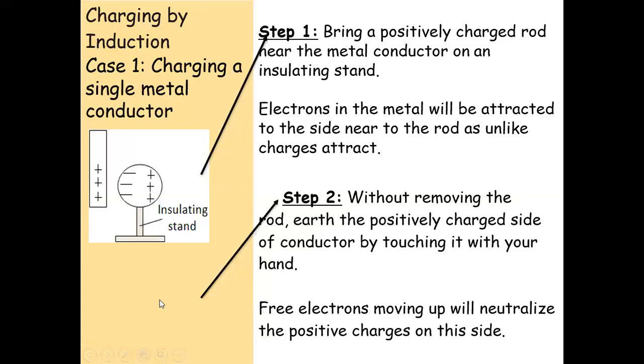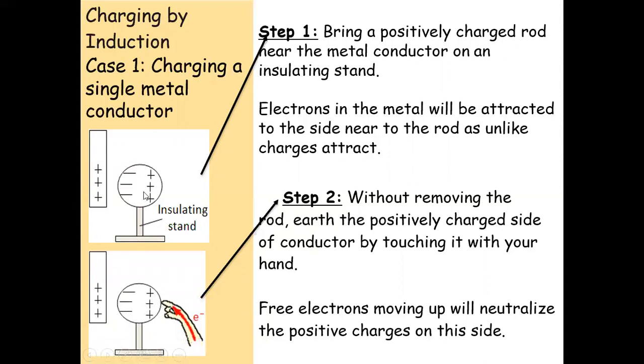Now what we are going to do, without removing the rod, is touch the sphere. If I'm going to charge this sphere negatively, I'm going to touch this positive side. So electrons from the earth move via the hand towards the positive side and neutralize the positive charges on this side. So this is the second step.